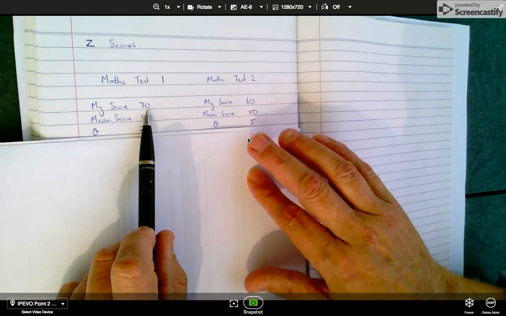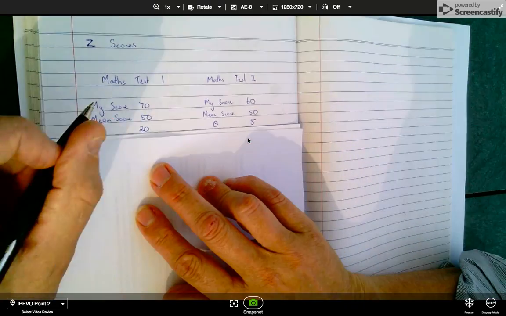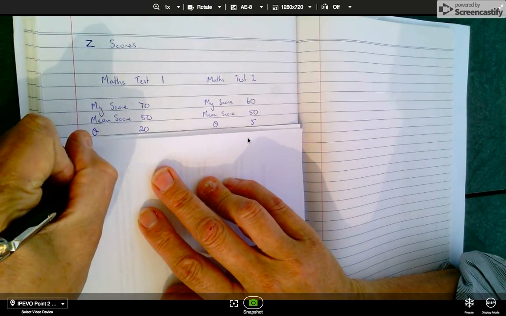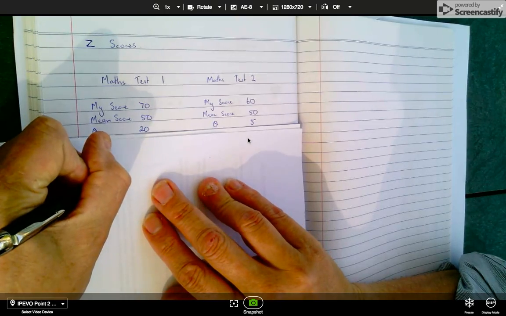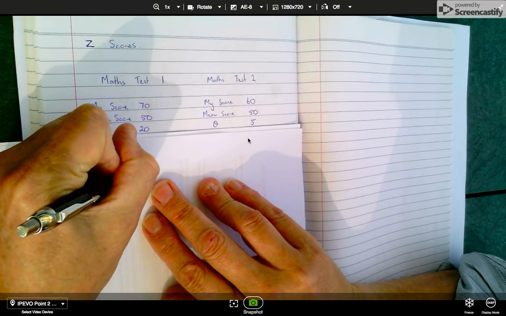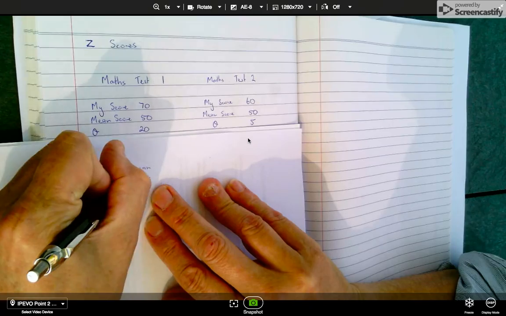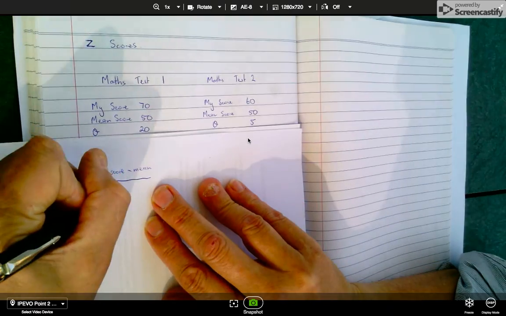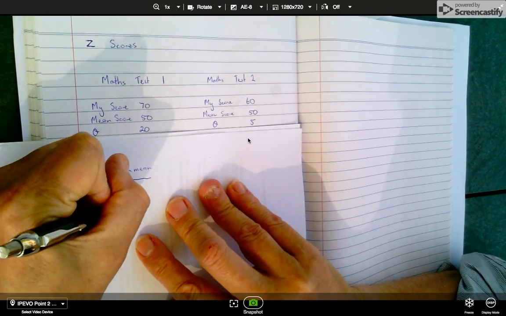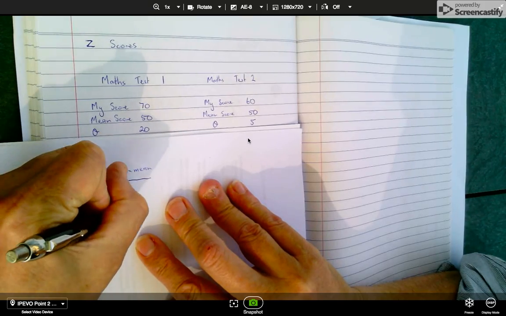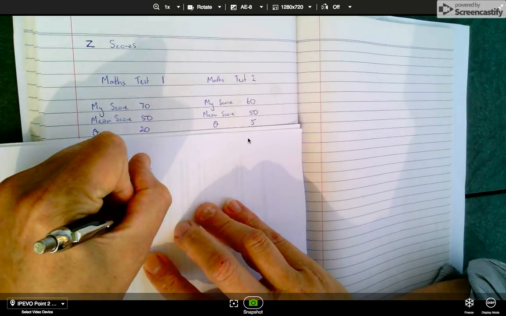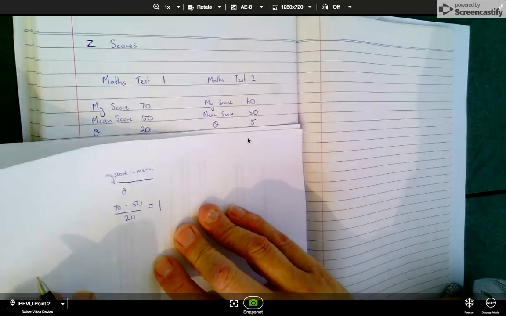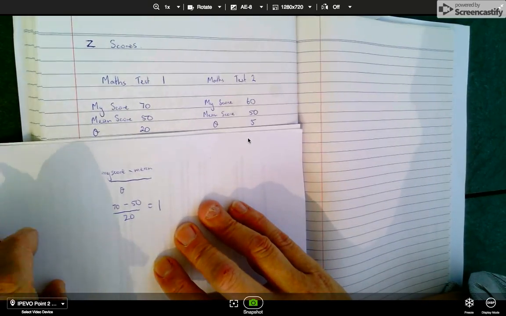If we look at a Z-score, it is always the same: it is my score minus the mean, divided by the standard deviation. So in this case, it was 70 minus the 50, divided by 20, which gives a Z-score of 1. So I am 1 standard deviation higher than the mean.